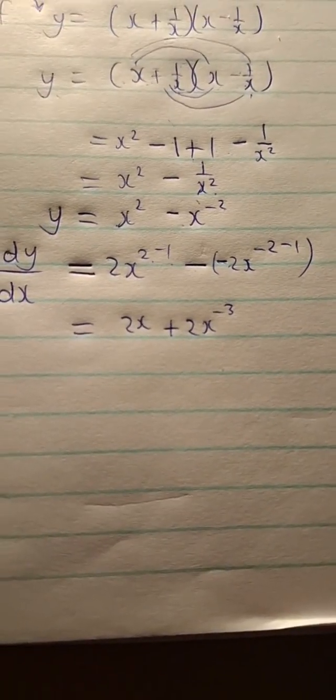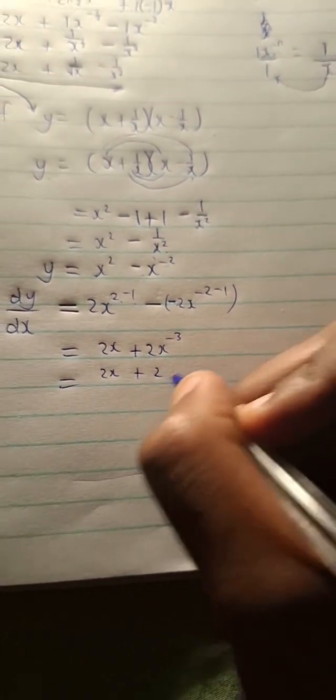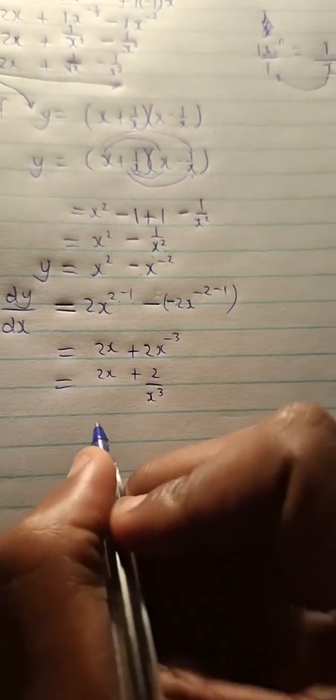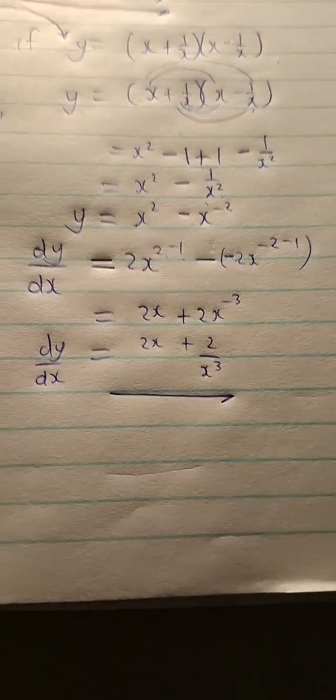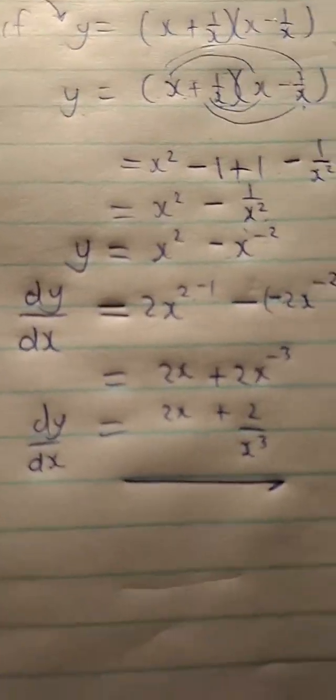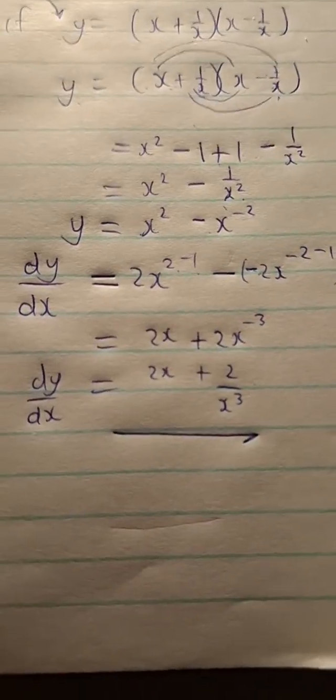But do we want our final answer having negative exponents, my beautiful good people? No. So we write 2x plus 2 over x to the power 3. Done and dusted. That is dy over dx. Finished. Not too shabby.